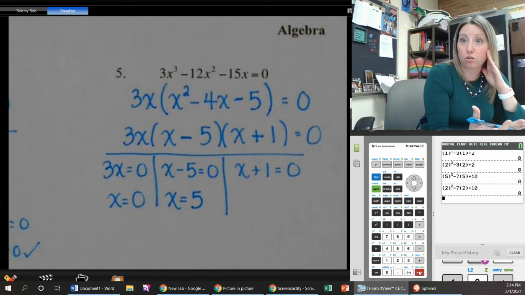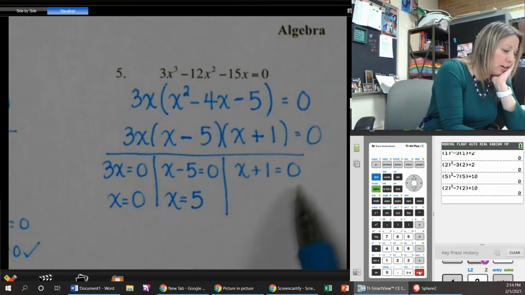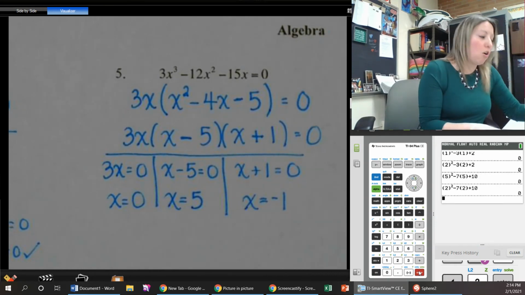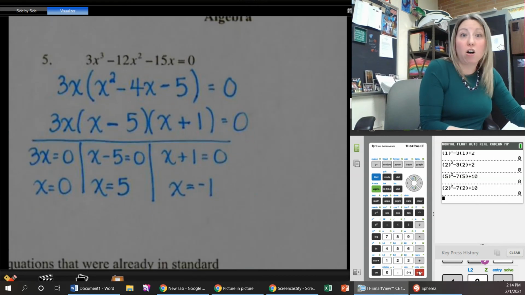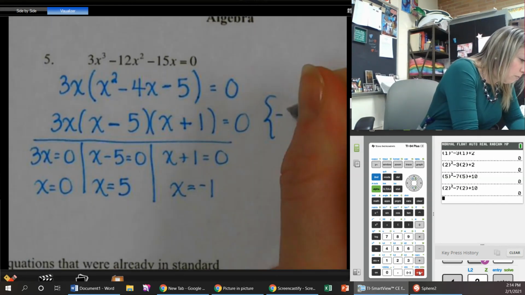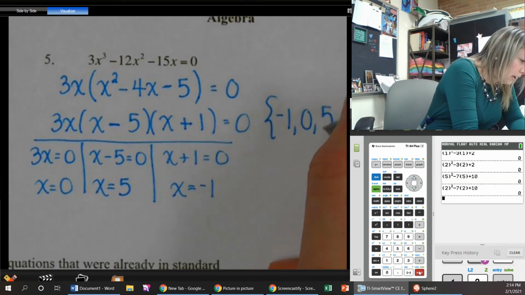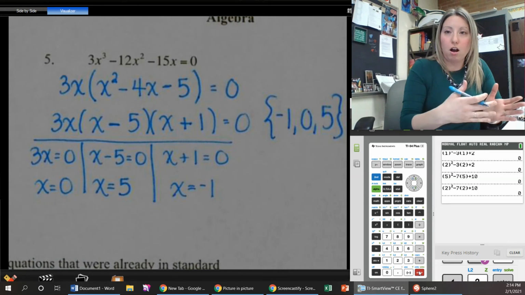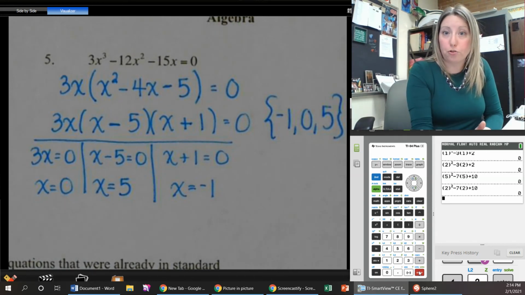Excuse me, a potential answer for x, my bad. And over here, subtract 1 from both sides. You get x equals negative 1. And so my 3 answers that all need to be checked are negative 1, 0, and 5. Again, I always list my answers for x in lowest to highest order in my curly braces.